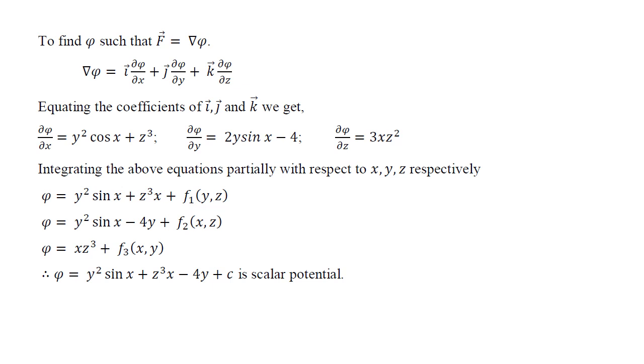So by integrating the above equations partially with respect to x, y, z respectively, we will be getting phi equal to y square sin x plus z cube x plus f1(y, z), and phi as y square sin x minus 4y plus f2(x, z), and phi is equal to x z cube plus f3(x, y). Therefore, phi is going to be equal to y square sin x plus z cube x minus 4y plus c, which is a scalar potential.